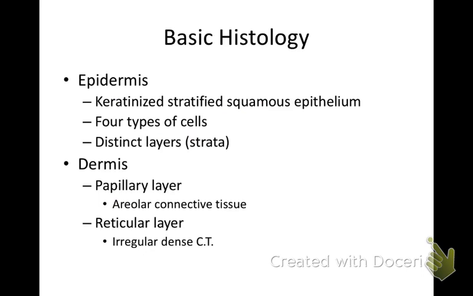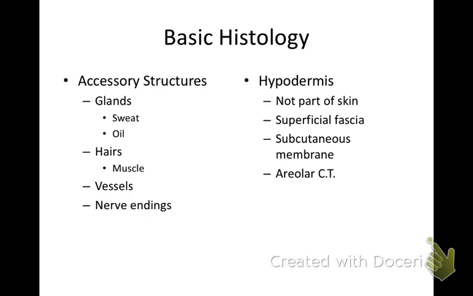So we know our basic layers are the epidermis and the dermis. The epidermis you learned is a keratinized stratified squamous epithelium. It's got 4 distinct types of cells and has 4 or 5 distinct layers or strata. The dermis has 2 layers. The papillary layer is an areolar connective tissue. Remember, that's a loose connective tissue. And the reticular layer, the deeper part, is irregular, dense connective tissue. It's a mix of collagen fibers, mostly collagen for puncture resistance, and then some elastic fibers mixed in. Additionally, in the skin, we have the accessory structures that includes glands, hairs, and then, of course, blood vessels and nerve endings, and then the hypodermis, which, of course, is not part of the skin.